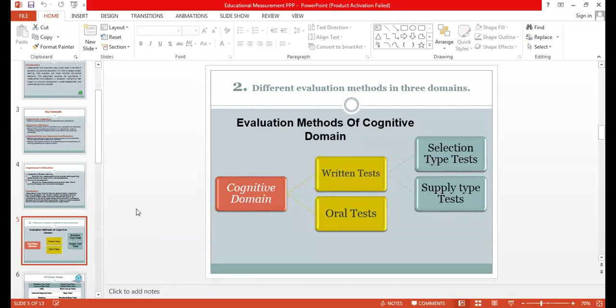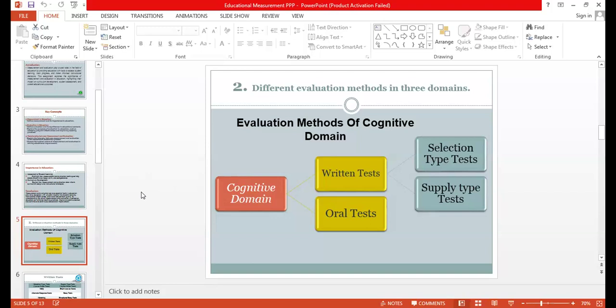In written tests, there are 2 types: selection types and supply types. In selection types, we can use MCQs, alternative responses, and matching items. In supply types, we can use essay types, short answers, and structured questions.